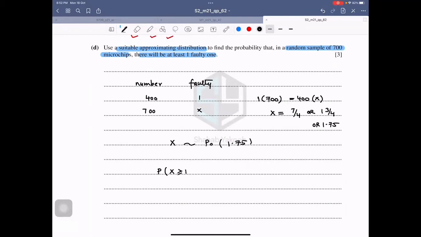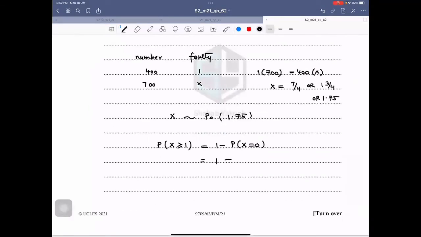Probability X is greater than or equal to 1, which is 1 minus probability X equals 0, which is 1 minus e raised to the power of negative 1.75. Whether you write the other part or not, it doesn't make a difference. This is 1.75 raised to the power of 0 over 0 factorial. 0 factorial is 1. So basically, this is 1 minus e raised to the power of minus 1.75. You get this particular answer.